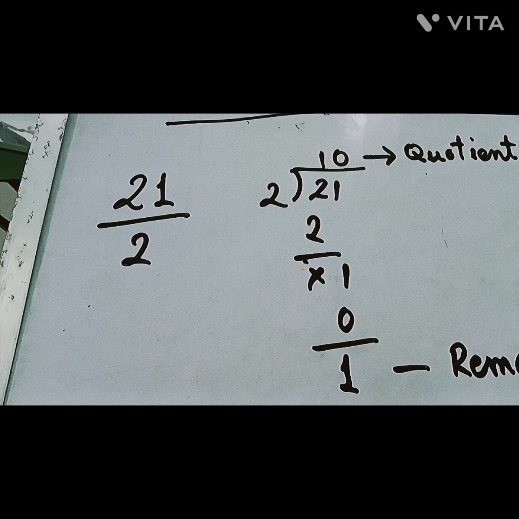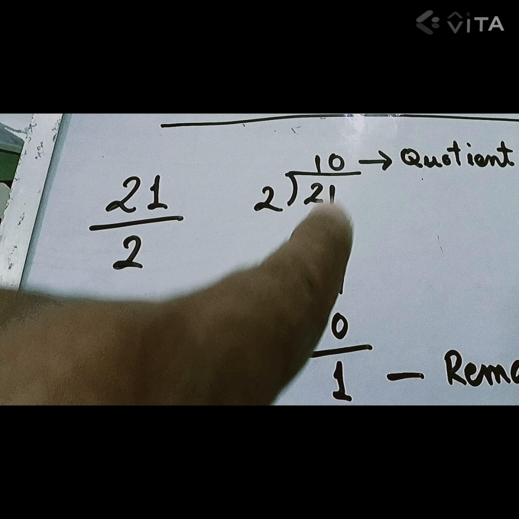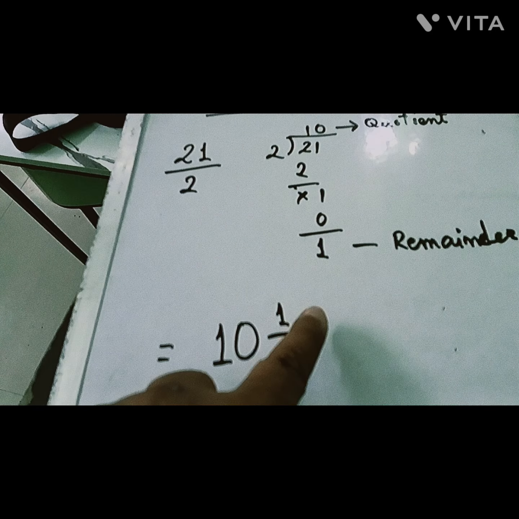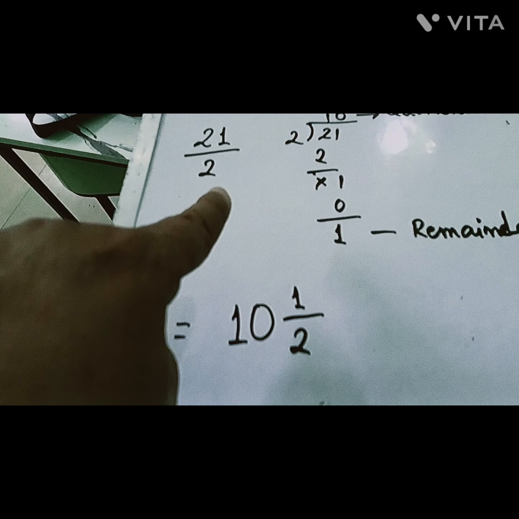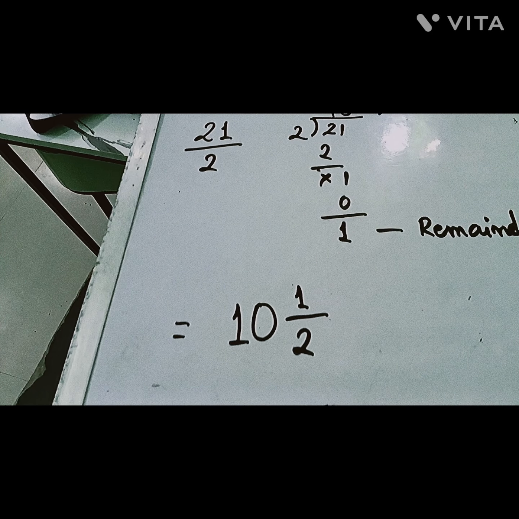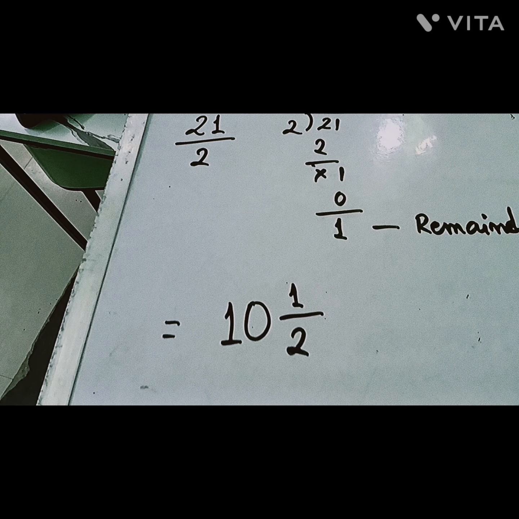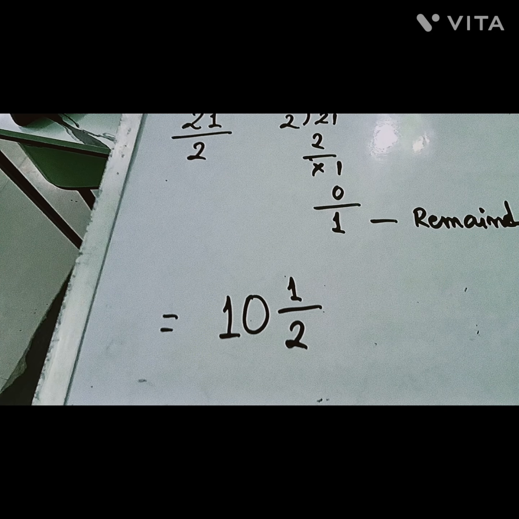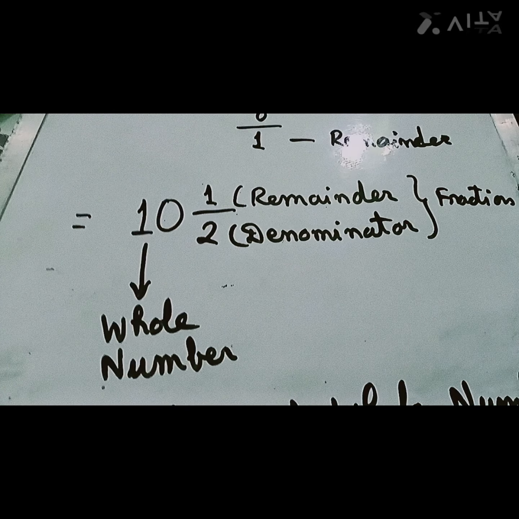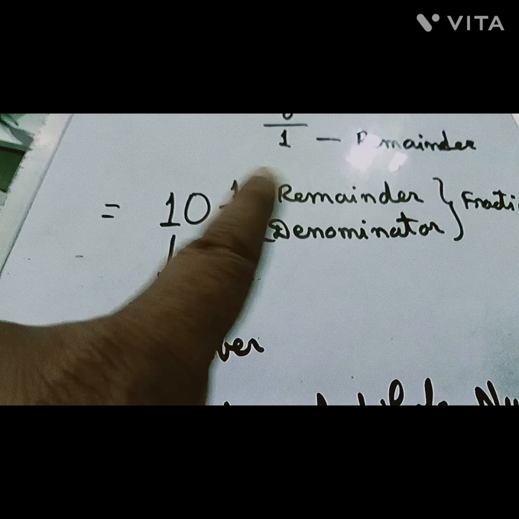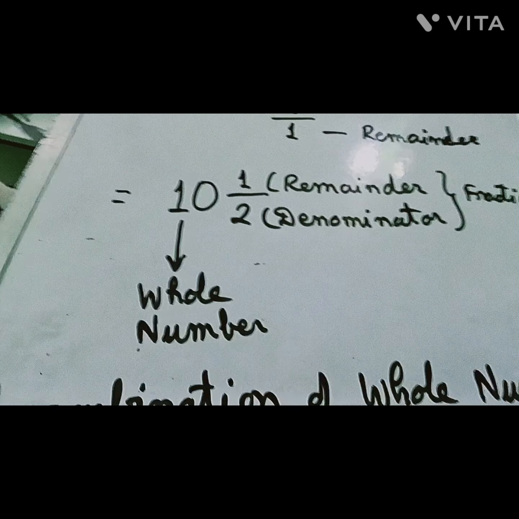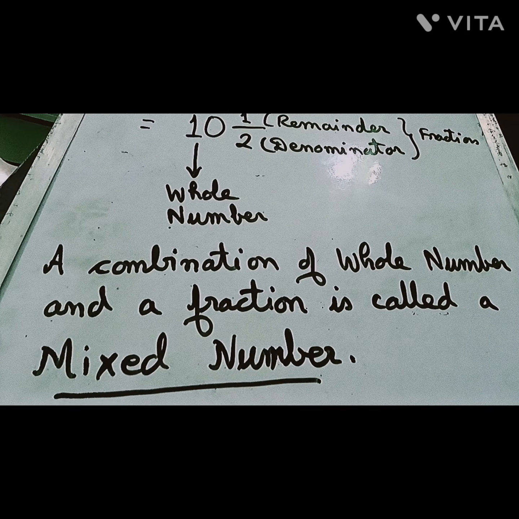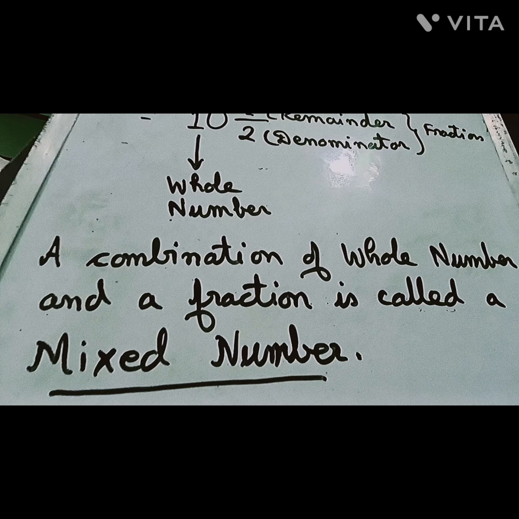Now this division can be written in this form: 10, which is the quotient, 1 is the remainder, 2 is the denominator. This type of fraction where a whole number and a fraction are present is called a mixed number. So 10 is the whole number, 1 is the remainder, 2 is the denominator. A combination of whole number and a fraction is called a mixed number.